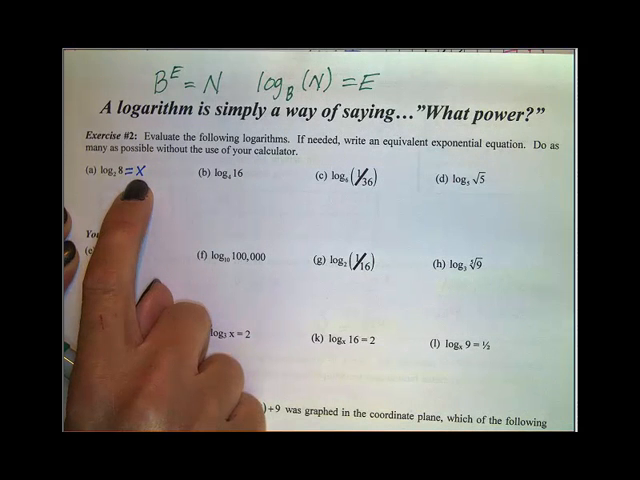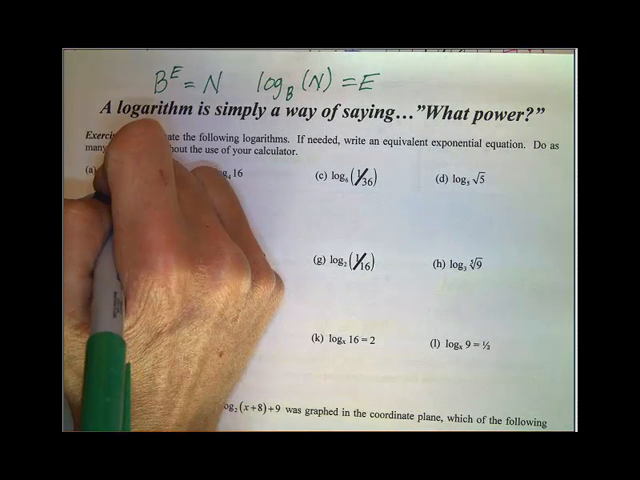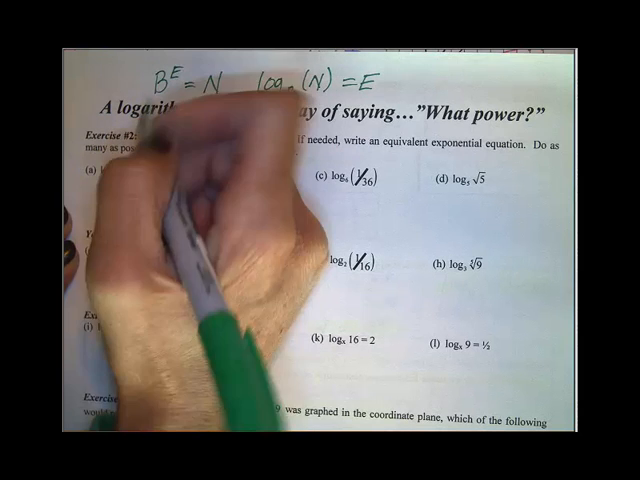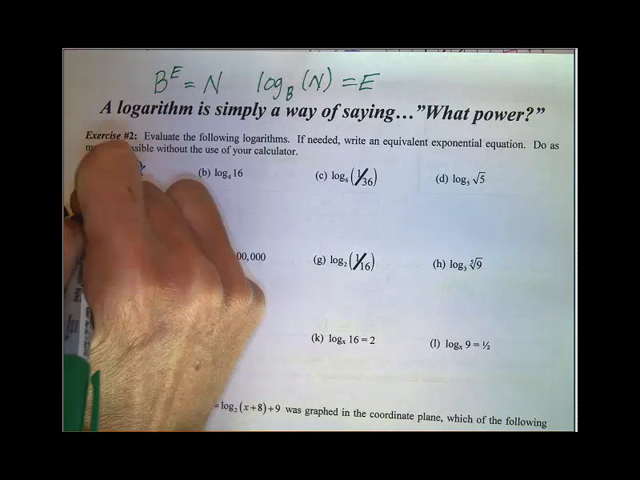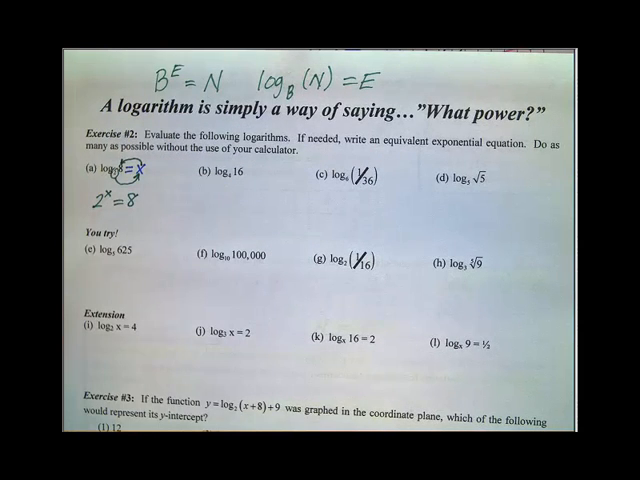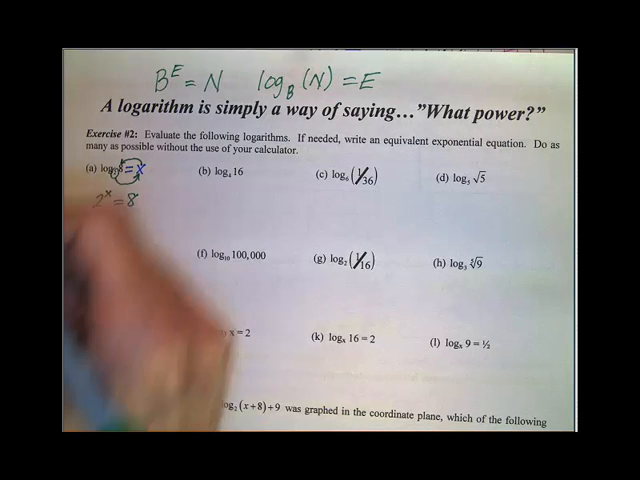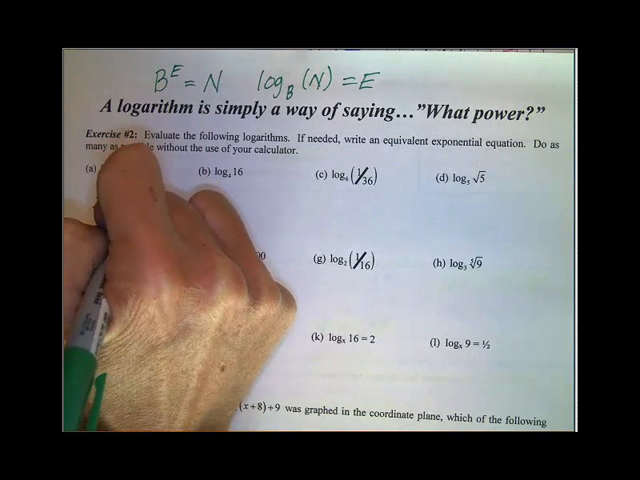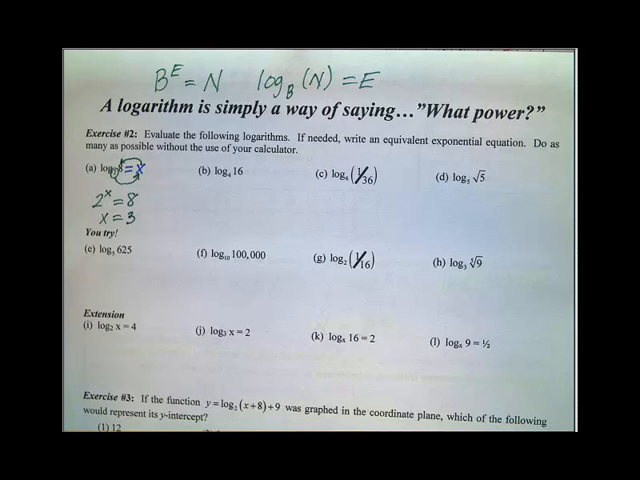So what's our base? 2 to the x power equals 8. So 2 times 2 is 4. 4 times 2 is 8. So 2 times 2 times 2 is 8. So x equals 3. Hopefully that one was easy enough for you to do without a calculator.